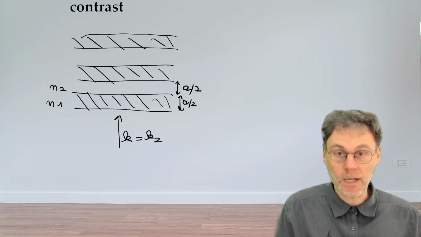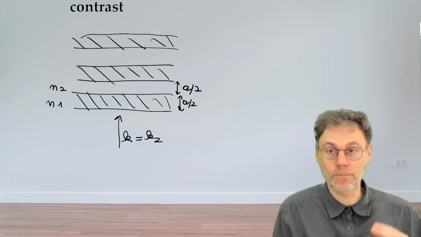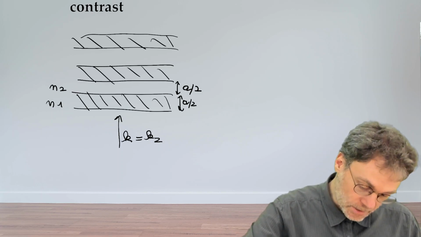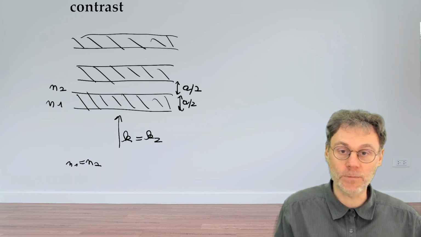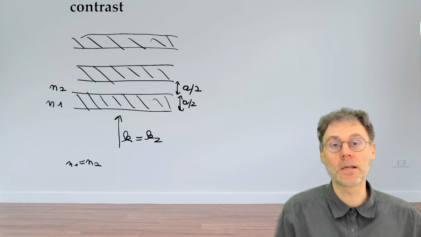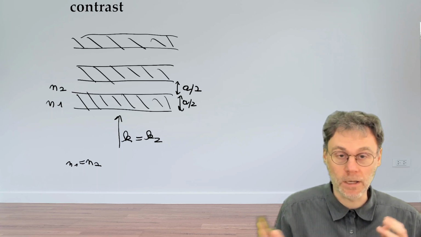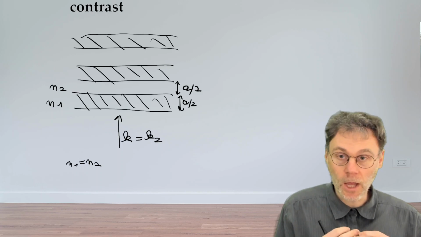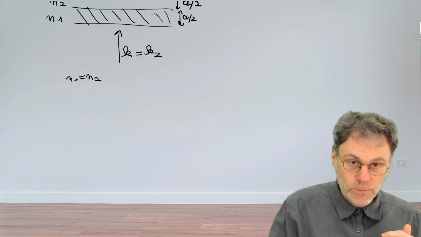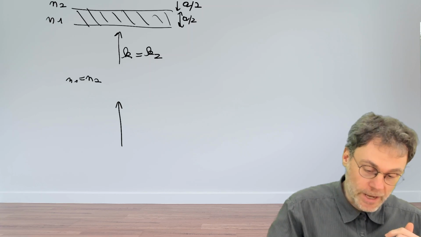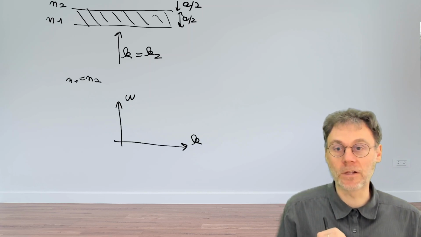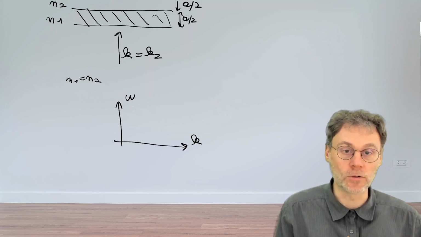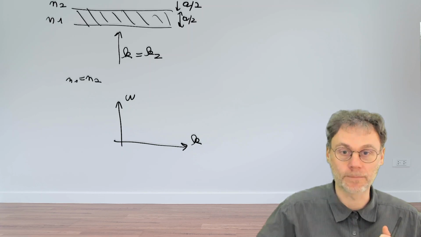Now we're going to study this in steps, and the first thing we're going to look at is the pathological case where the refractive index N1 is equal to the refractive index N2. Because then we're basically in free space, and we know how waves behave in free space, and then we can gradually build up the complexity and look at cases where N1 starts to be different from N2. So what I suggest you do now is pause the video and think a little bit about what the diagram of omega versus K could look like for the case where N1 is equal to N2. So what's the band diagram in that case?